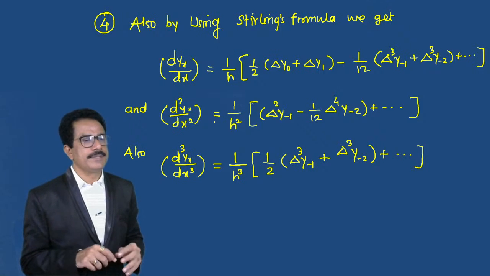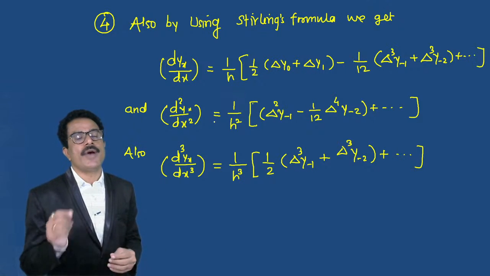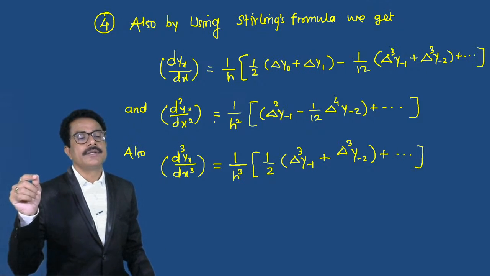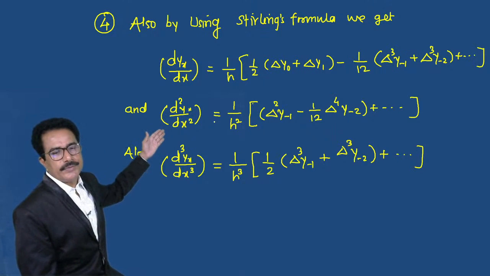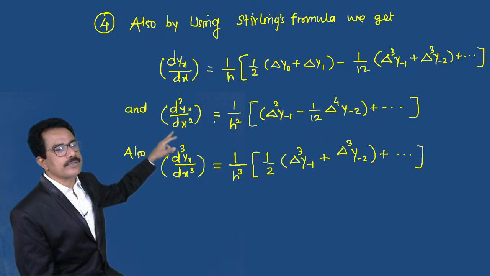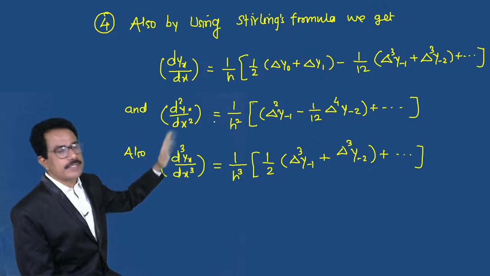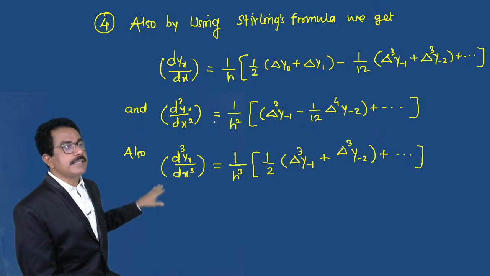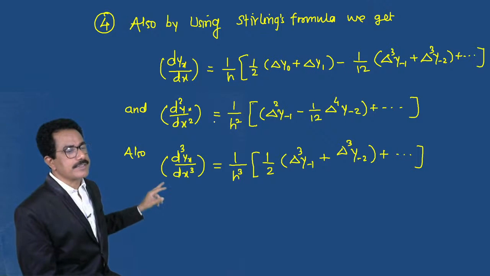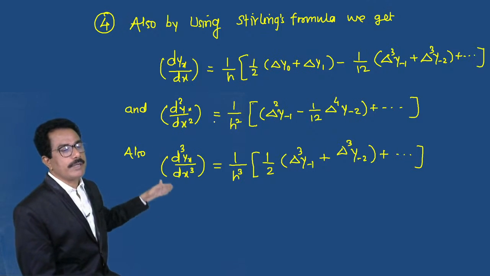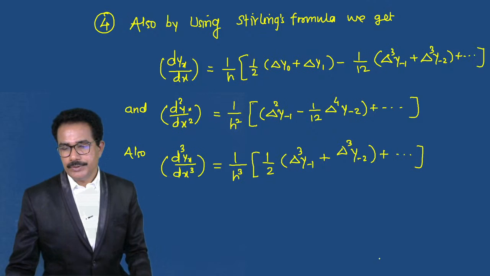Similarly we can write minus 1 by 12 delta cube y minus 1 plus delta cube y minus 2 dot dot dot. Second derivative we can write 1 upon h square delta square y minus 1 minus 1 by 12 delta 4 y minus 2 plus dot dot dot. Similarly, the third order derivative by using the Stirling formula we can write d3y by dx cube is equals to 1 upon h cube 1 by 2.